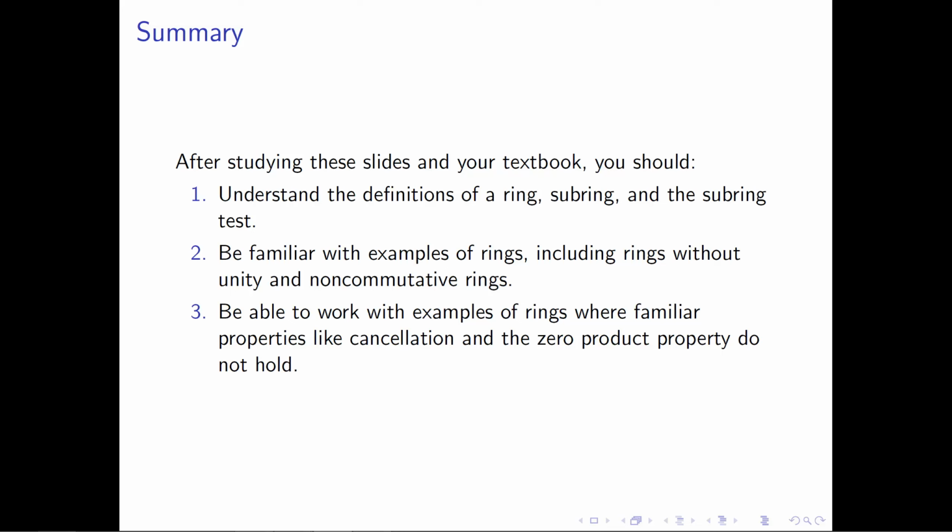And last but not least, I'd like you to be able to work with examples of rings where familiar properties like cancellation and the zero product property do not hold. So be able to come up with examples of rings where that doesn't work, but still be able to solve, right? So if I give you something like, suppose 5b is equal to 5c in some particular ring, find all different possibilities for b and c, you should still be able to do that without trying to cancel the 5 away.